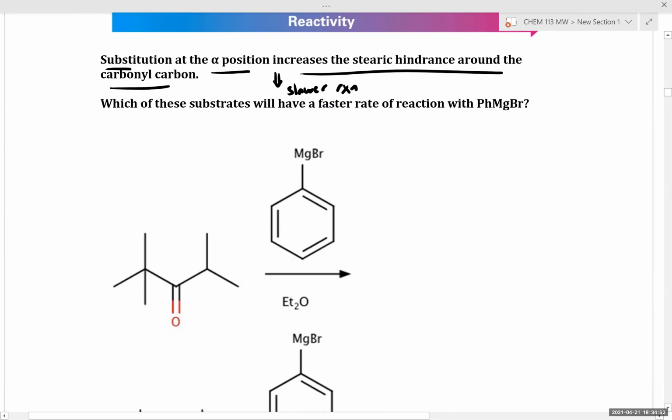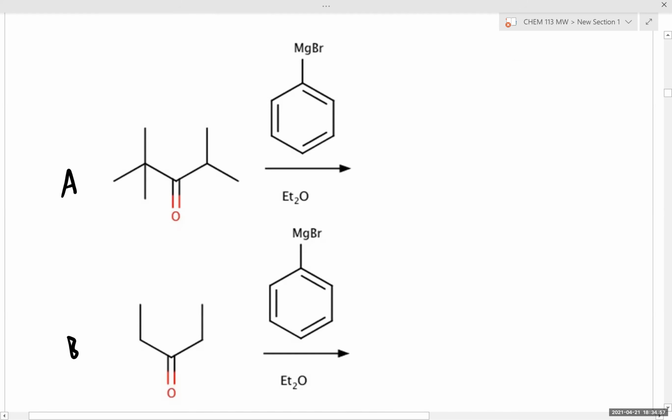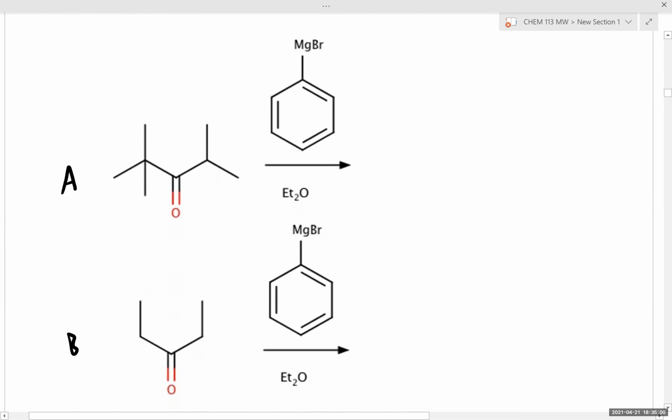Okay, so let's try to apply what we've learned and let's answer the question, which of these substrates, A or B, would have a faster rate of reaction with phenylmagnesium bromide? So what does the class think? Substrate A or B? We have a lot of students typing B. Why? Because it's a little hindered. Yep, exactly right. It's a less hindered ketone, and as a result, it's more reactive. Does this example make sense to everyone?